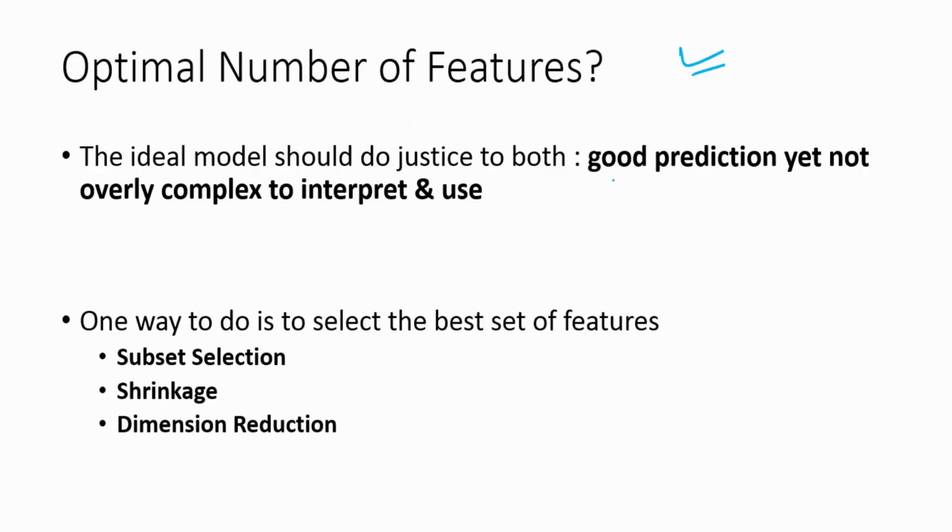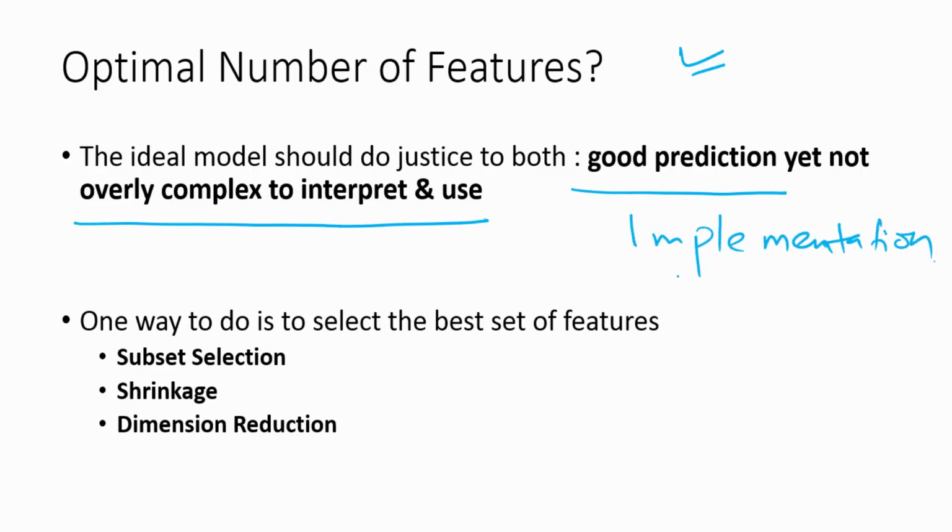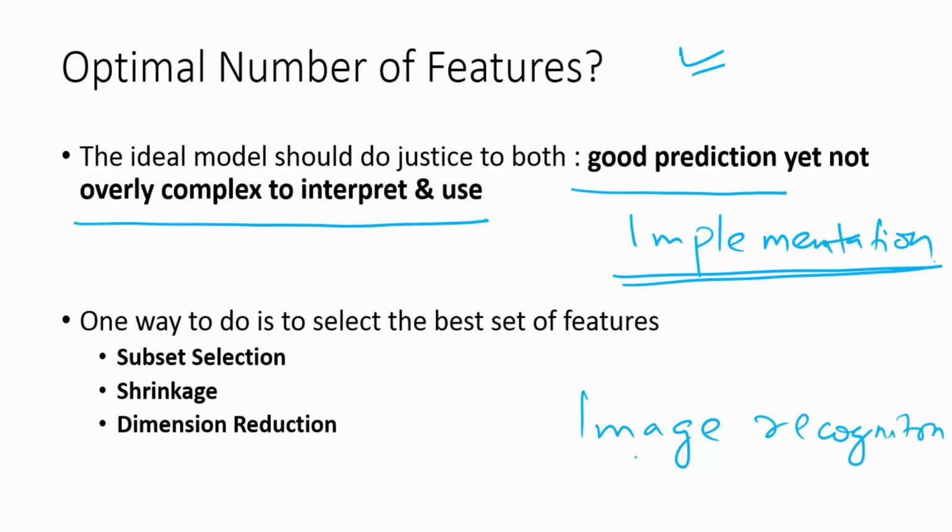So an ideal model should have good prediction and yet not be very complex to interpret, use, or implement. Oftentimes in industry, you have problems of implementation or interpretation, right? So if you're building a model which, let's say, is an image recognition model, it's more used in tech companies. Their implementation may not be a challenge, because you have a very high infrastructure to cater to high dimensional space, that's okay.